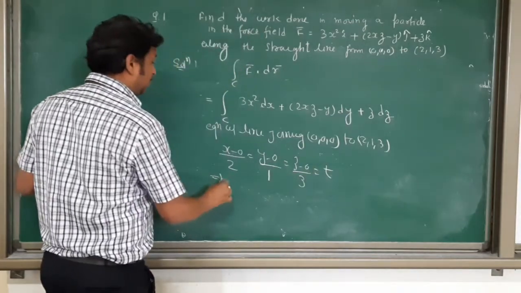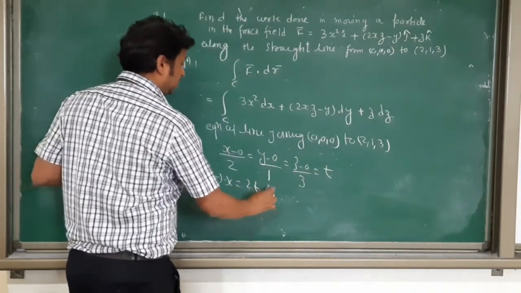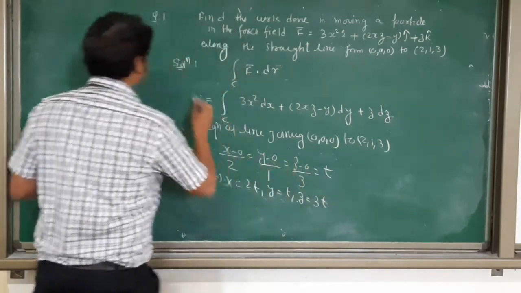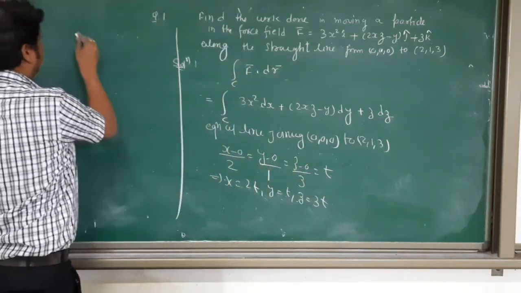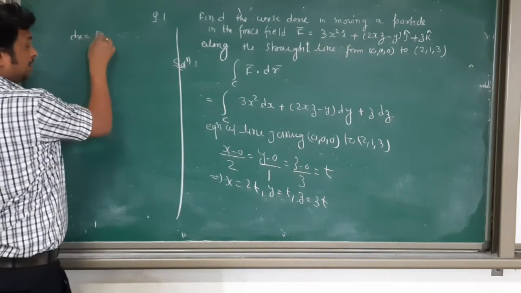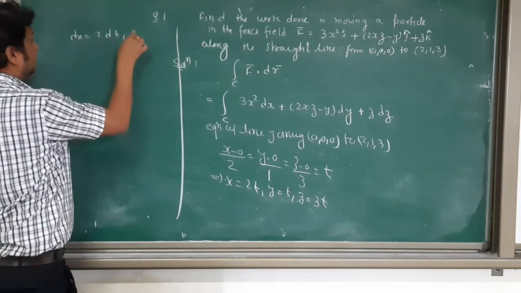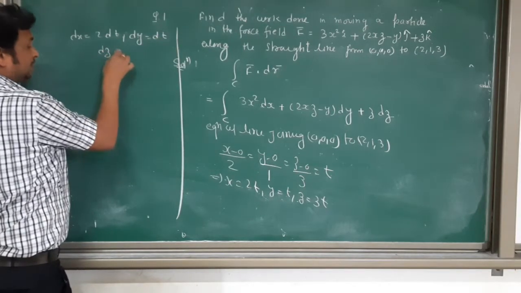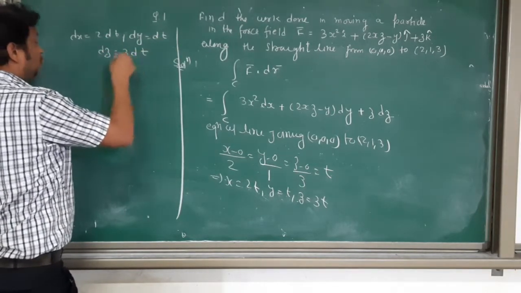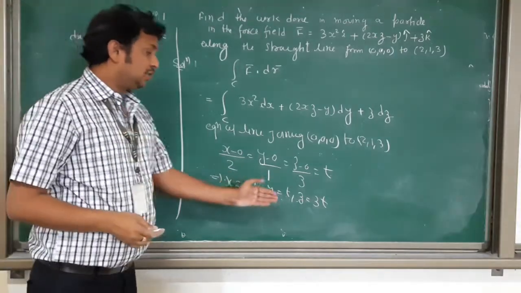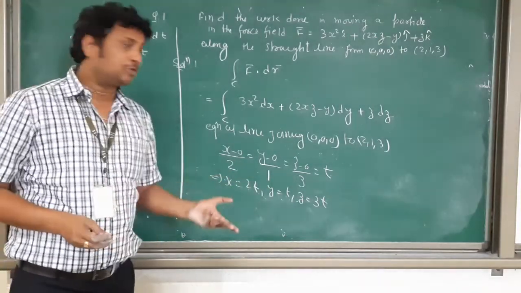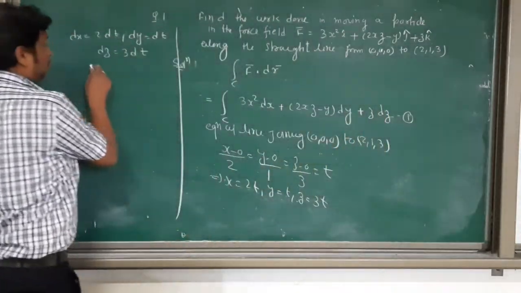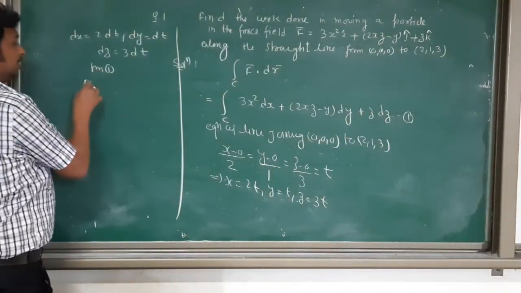So what is the x value? 2t. What is y? t. What is z? 3t. So once you know x, y, z, what is dx? 2 dt. What is dy? dt. What is dz? 3 dt. Once you know x, y, z, dx, dy, dz in terms of t, just put them in equation number 1.